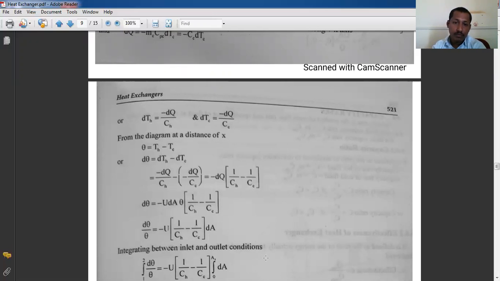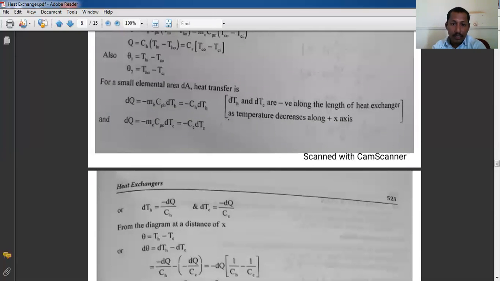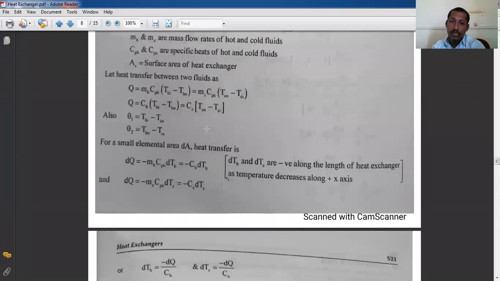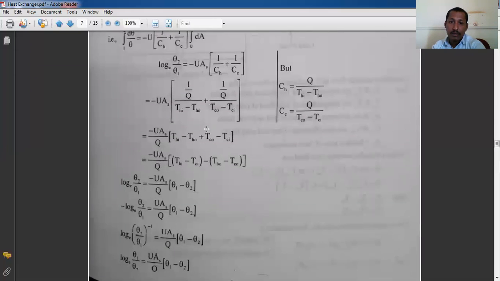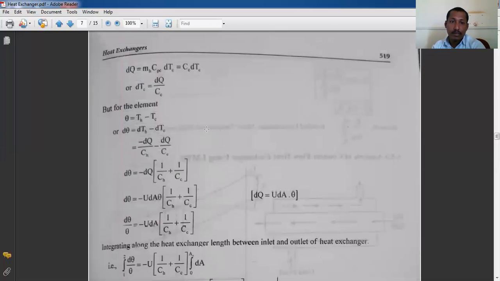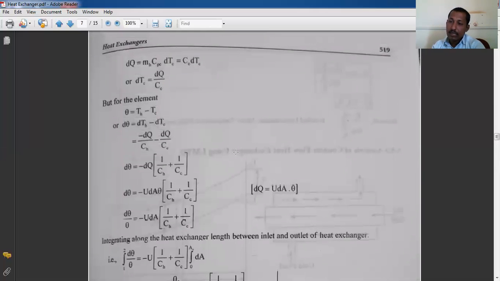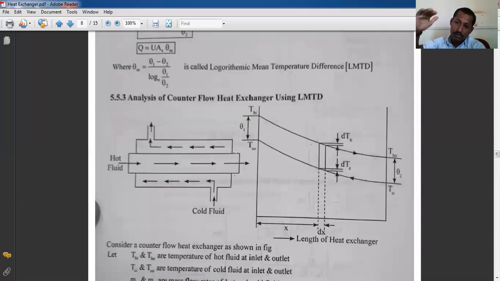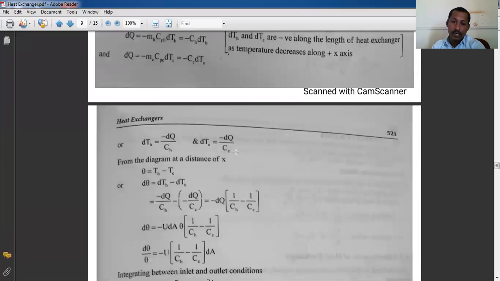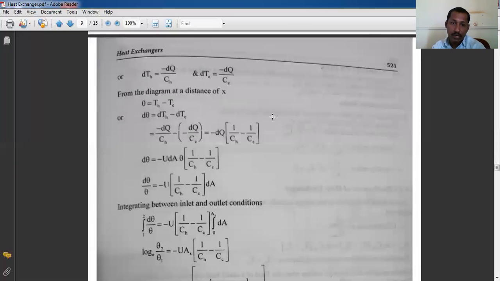Now see here the value, that is minus Cc dTc he has taken, because here also the temperature will be reducing along the length, but in the previous case he has written only Cc dTc. You can see here, Cc dTc only he has written, but in this case minus Cc dTc, because the fluid is moving in the opposite direction, heat flowing in the opposite direction. That's why he has taken minus Cc dTc. That you should remember. Only here is the variation.